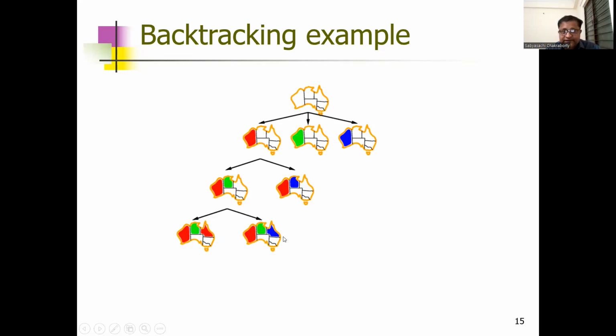This right-hand substate is leading to a dead end or failure, because South Australia cannot be assigned any value: all three values are already assigned to its adjacent regions. Since all the colors are exhausted, the neighbors of South Australia cannot be given any color because that would violate the constraint. That will lead to failure, and to the dead end of the process.